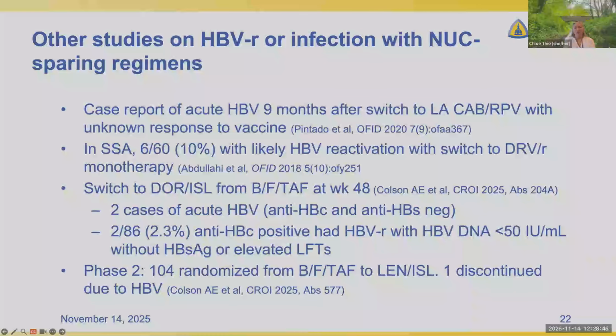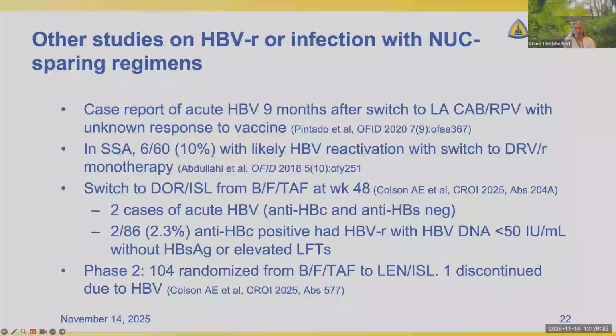So I just wanted to also point out there are many other case reports of people who have had reactivation. These are just a few of them. There's one person who was switched to long-acting cabotegravir and rilpivirine who had an acute hepatitis B 9 months after the switch. They had been vaccinated, but the response to the vaccine was unknown. There's a study from sub-Saharan Africa that showed out of 60 individuals, 6 or about 10% likely had hepatitis B reactivation when they were switched to boosted darunavir monotherapy.